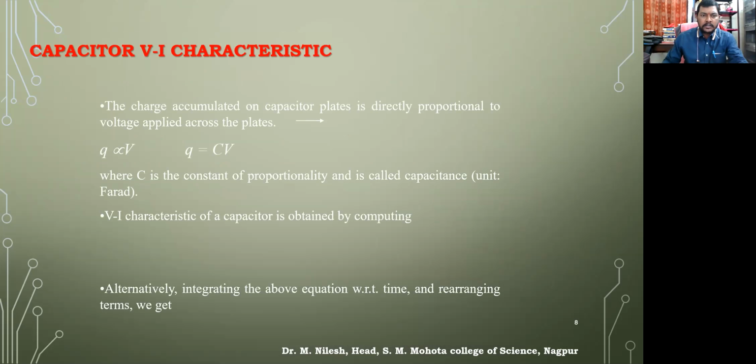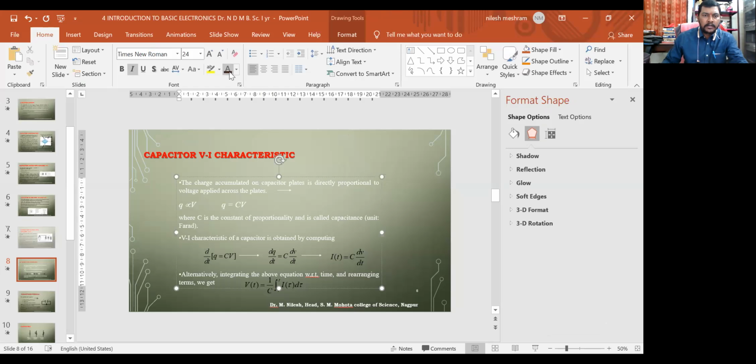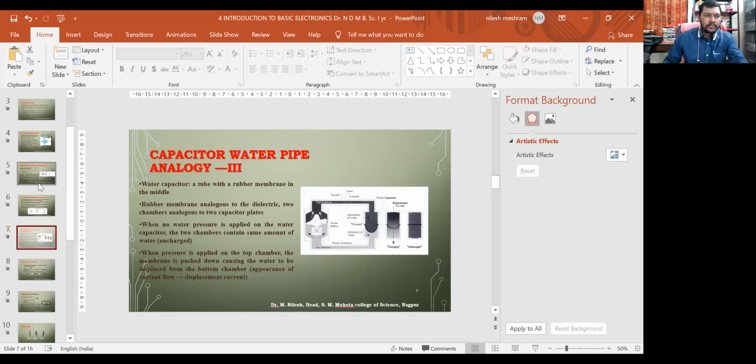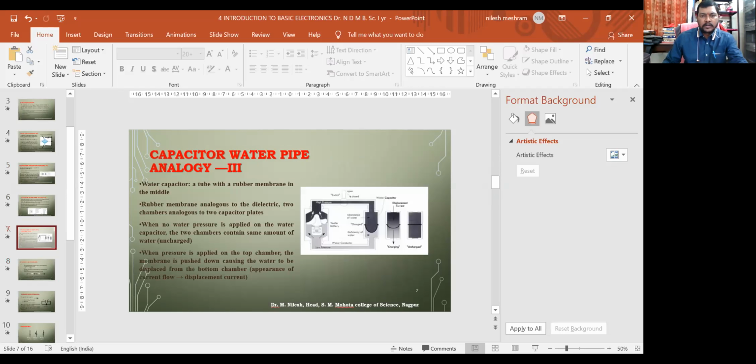I guess this slide is not visible. Just give me a moment. I will make it black. Yeah, so I guess it is visible now. So there is one more slide, I guess. No. So yeah, this was done. This was there.